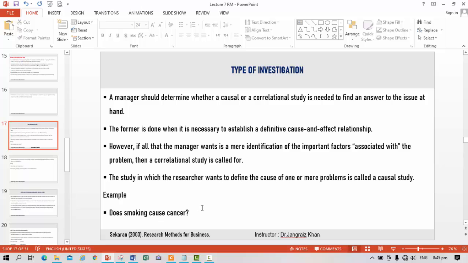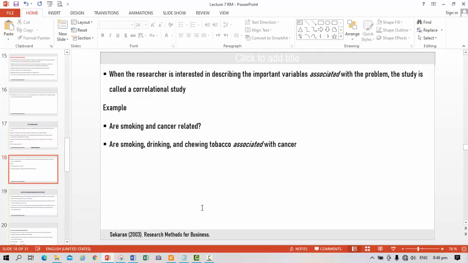For example, does smoking cause cancer? Or is smoking the cause of cancer? It is a causal study. A correlational study can be: are smoking and cancer related? Are smoking, drinking, and chewing tobacco associated with cancer? Similarly, other correlational studies can be whether education and employee turnover are related, or whether job satisfaction and turnover are related. These are correlational studies.